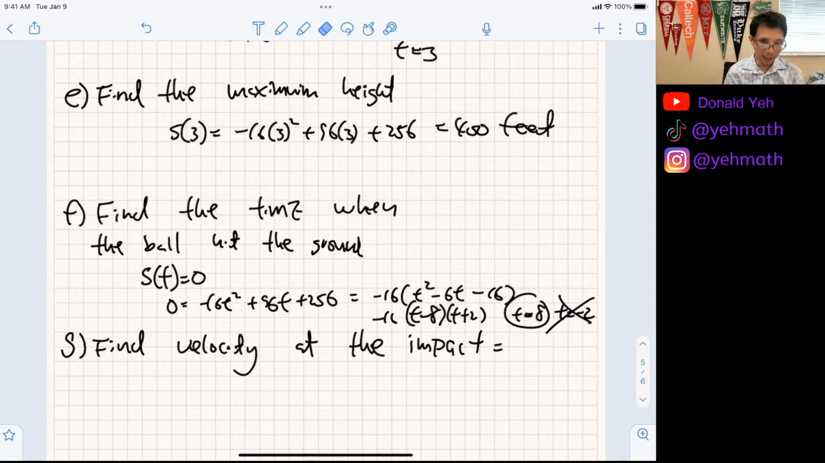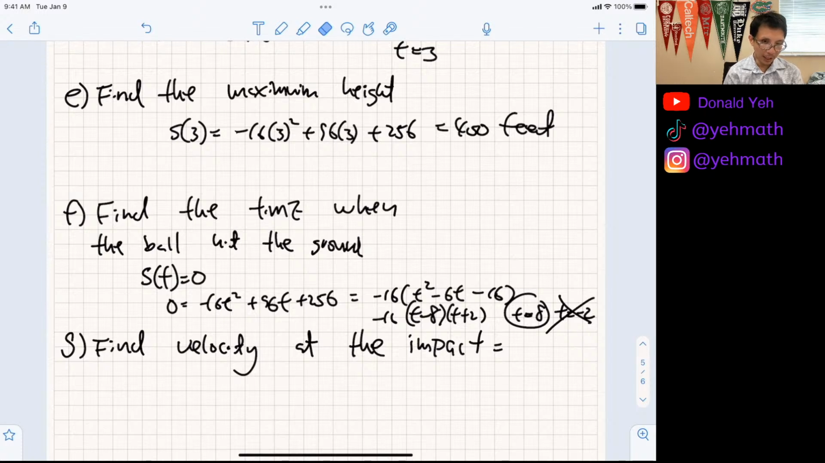Now, how do you find the velocity at the impact? Got the negative 16. I want to multiply negative 16 by the t. Negative 8. You factor that out. Yeah, but negative 16, if you divide both sides by negative 16, it's going to become 0. So the negative 16 no longer matters. You just need to find when they cross the x.